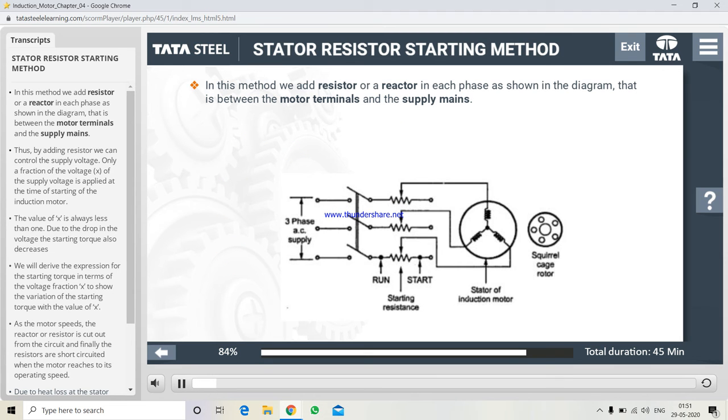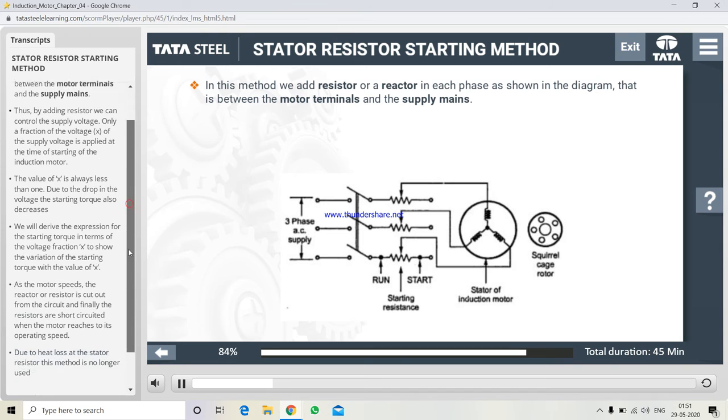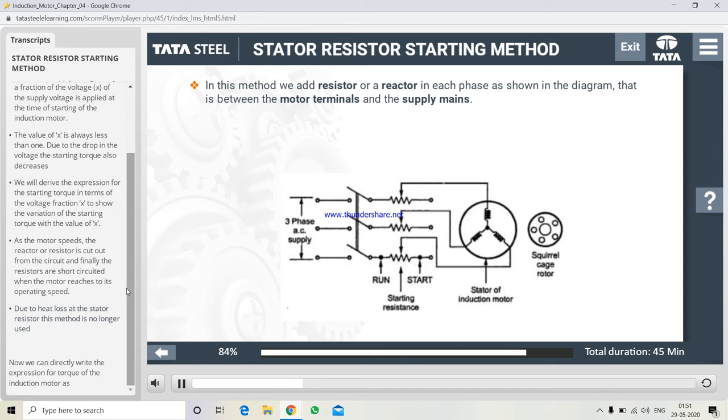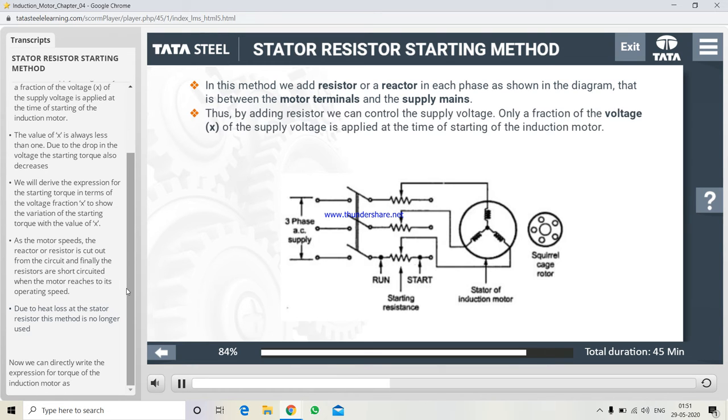In this method, we add a resistor or a reactor in each phase as shown in the diagram, that is, between the motor terminals and the supply mains. Thus, by adding resistor, we can control the supply voltage. Only a fraction of the voltage, X, of the supply voltage is applied at the time of starting of the induction motor. The value of X is always less than 1.